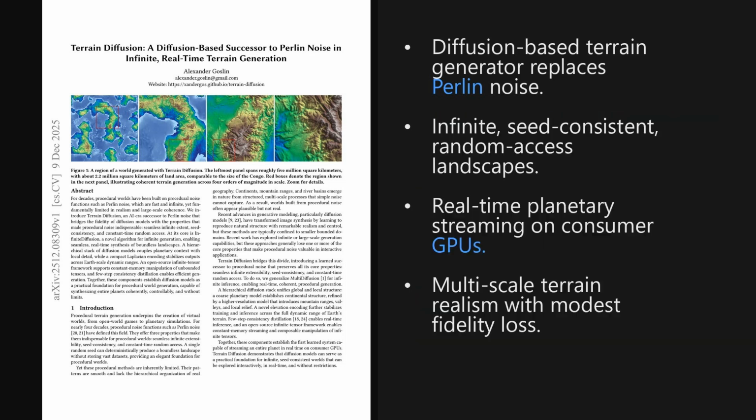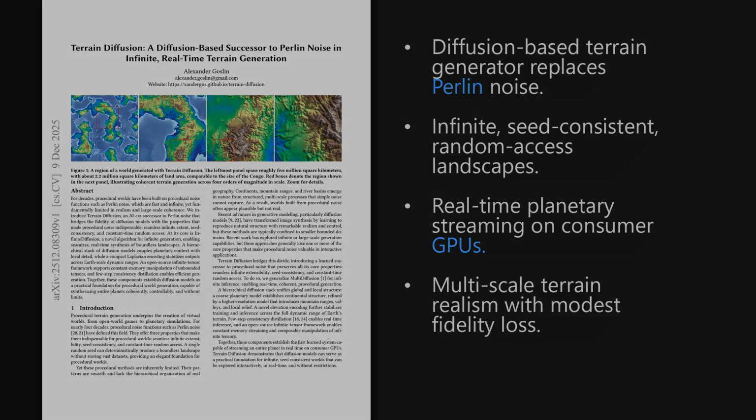I'm Alex. Today we're looking at a paper trending on X published on December 9th, 2025, about 4 days ago. It introduces terrain diffusion, a diffusion model-based system that can generate infinite, realistic terrain in real time while still keeping the classic perks of procedural noise like seamless worlds, seed consistency, and constant time random access. The paper is titled Terrain Diffusion, a diffusion-based successor to Perlin noise in infinite real-time terrain generation. And, as we will see later, the implications for how games and simulations stream whole planets are pretty exciting.